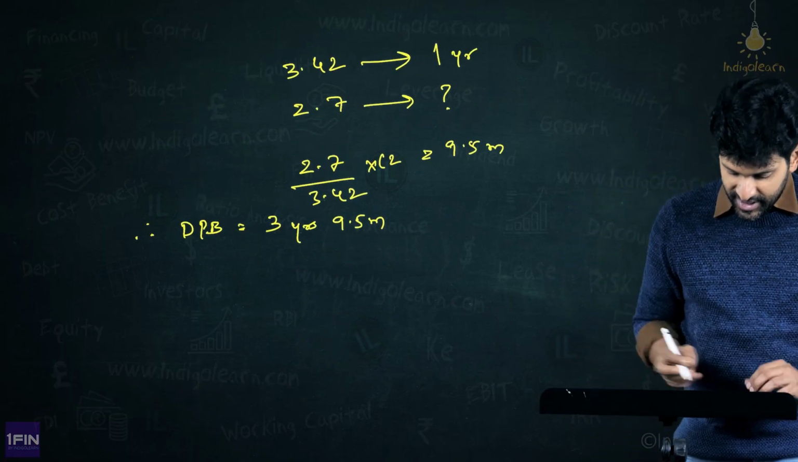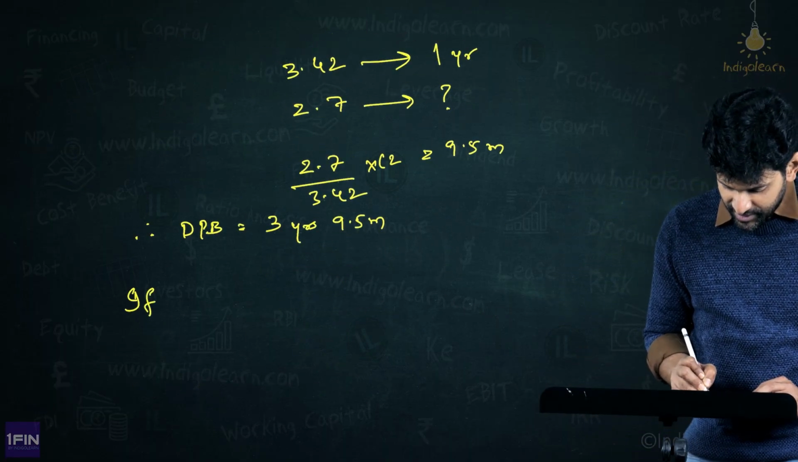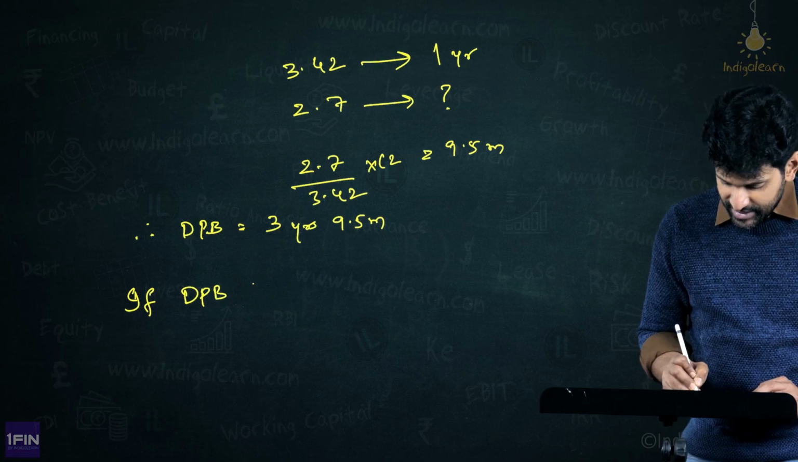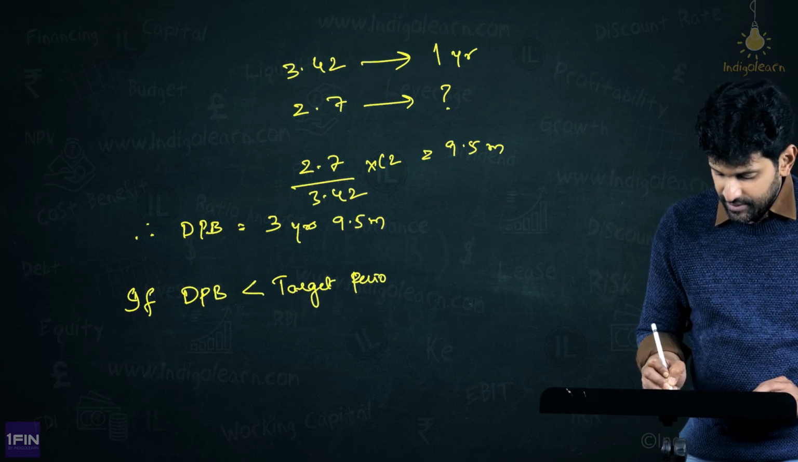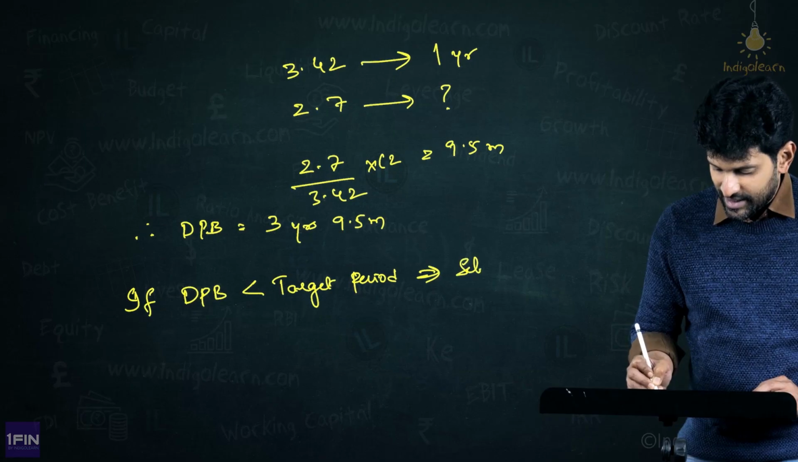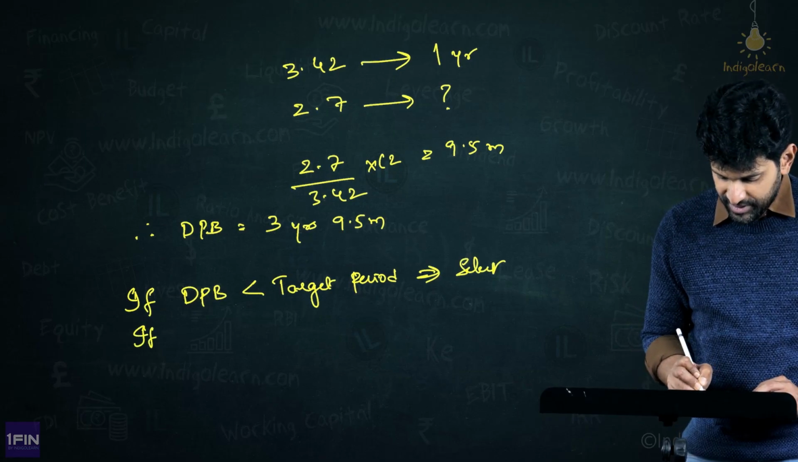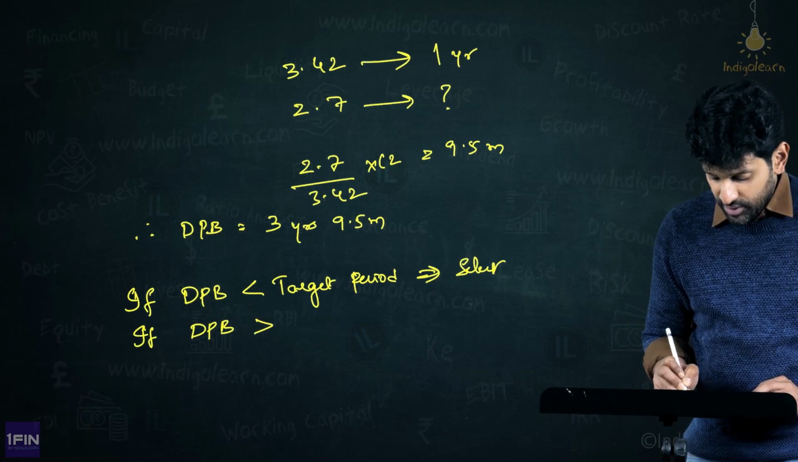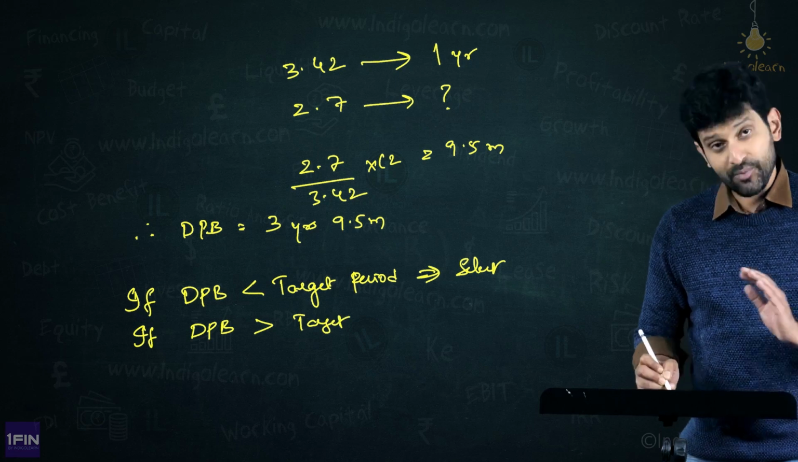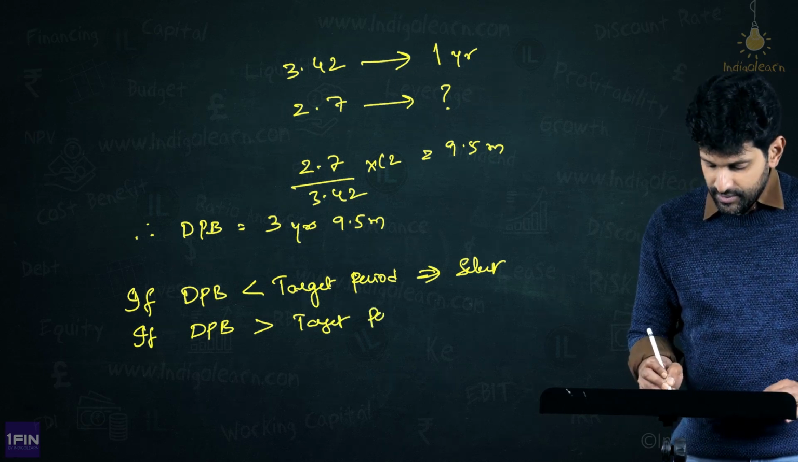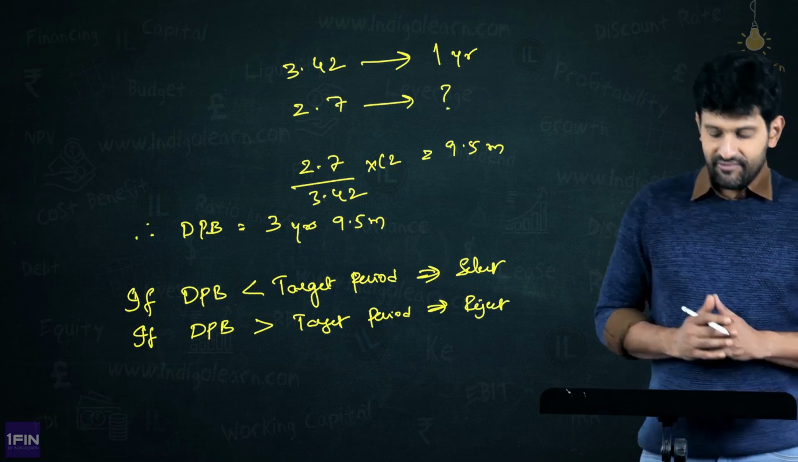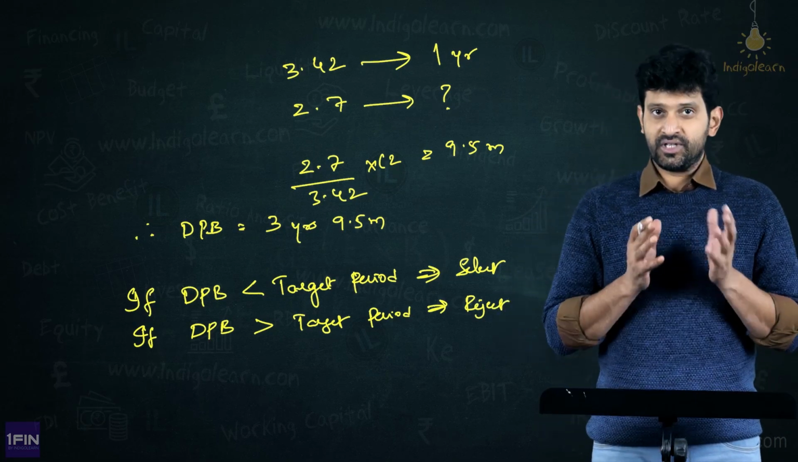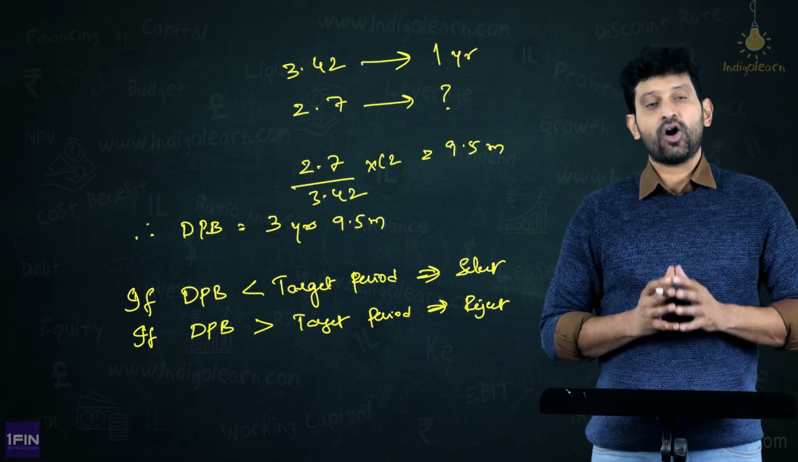That is, in short, we will write: if discounted payback is less than, remember, not more than, target period, implies select. If discounted payback is more than the target period, that means it is taking more time than what is required, implies reject. So this is how we select or reject a project using the technique of discounted payback period.